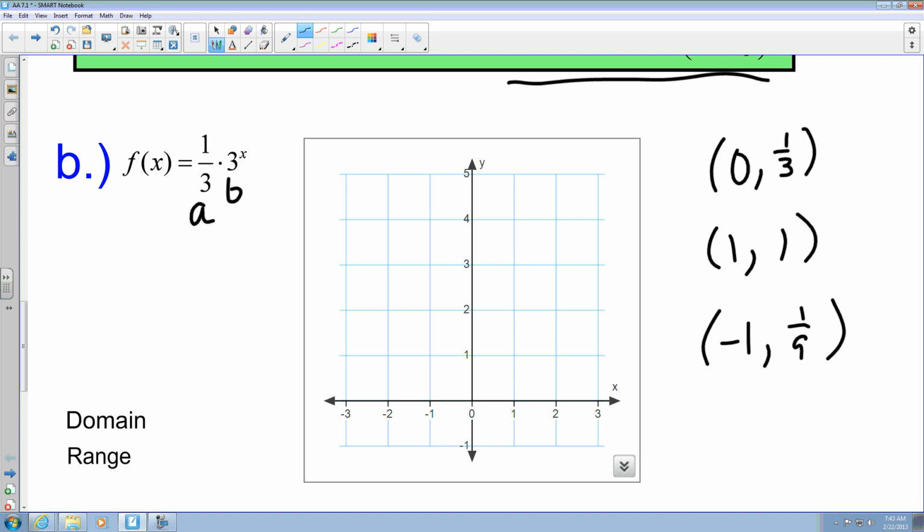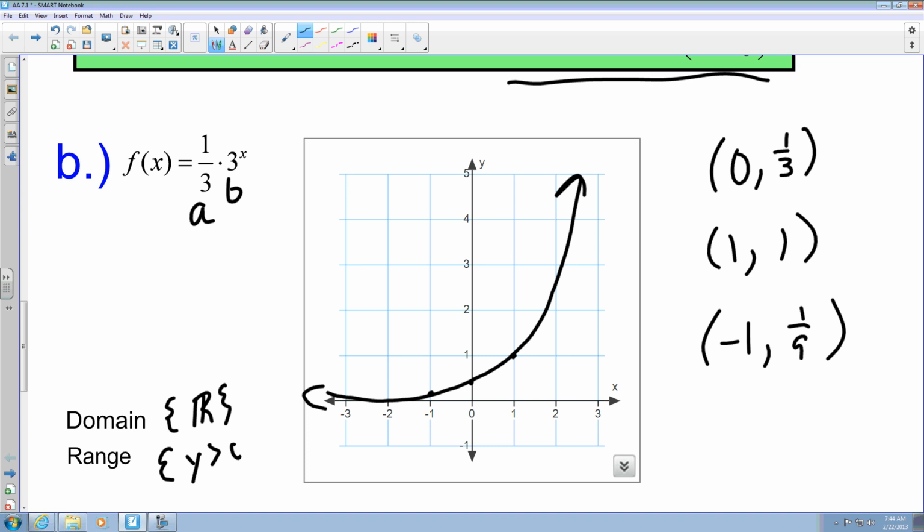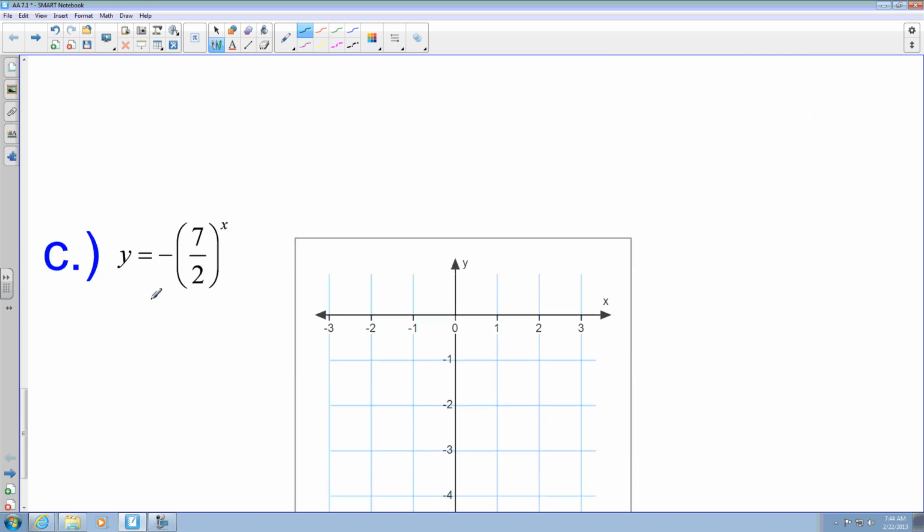So I could plot these points. So I go -1, 1/9, so that's about right here. 1 and 1 is right here, and then 0, 1/3 is right about there. So then I can make my graph. My domain and range: domain is all real numbers. My range, again, is y is greater than 0.